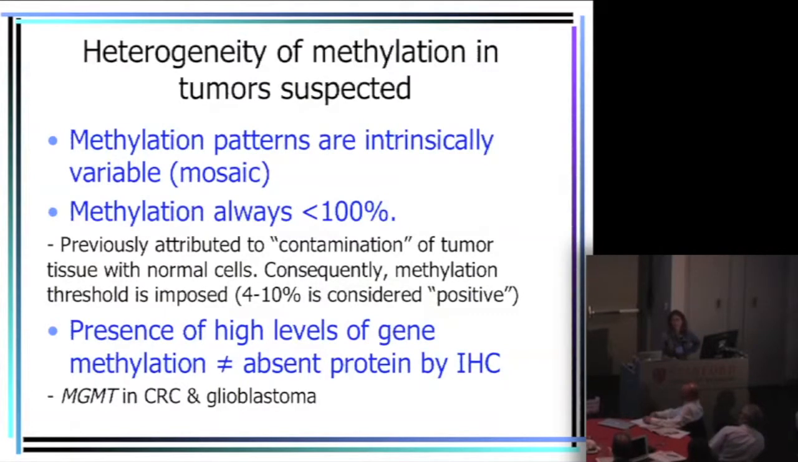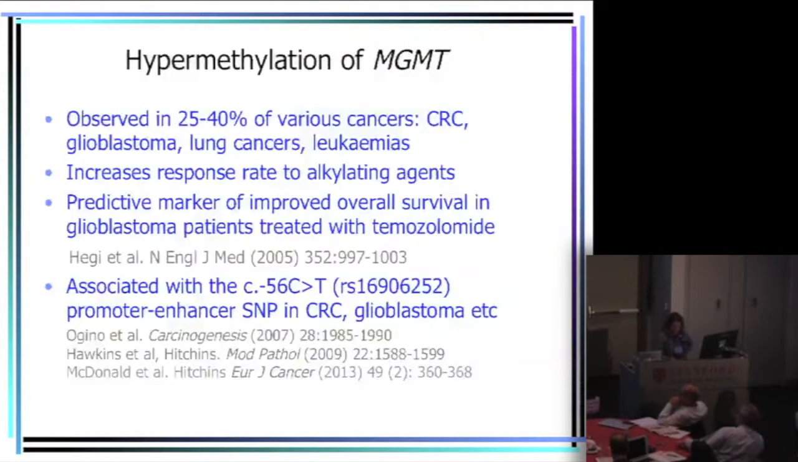So generally speaking, 4 to 10% of methylation will result in a notable immunohistochemical loss of protein expression. Another reason we've suspected methylation heterogeneity in tumors is that high levels of gene methylation do not always equal the absence of protein expression by IHC, and I'll come on to show you some examples of that for the MGMT gene in colorectal cancer and glioblastoma.